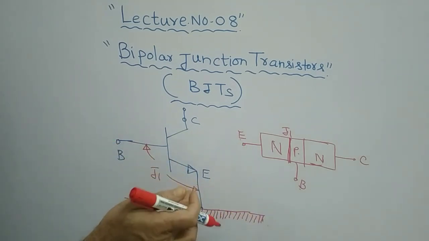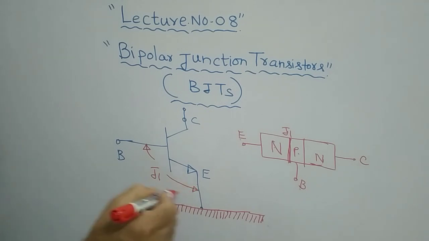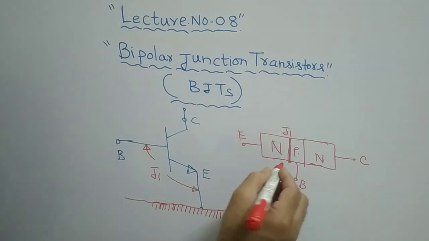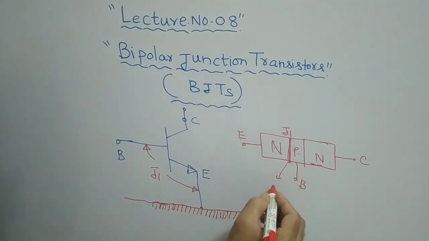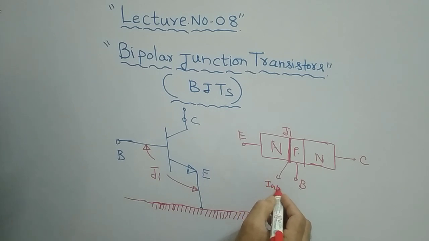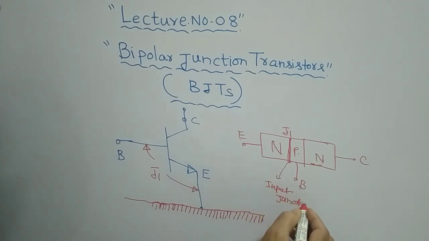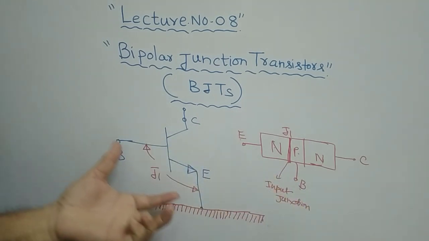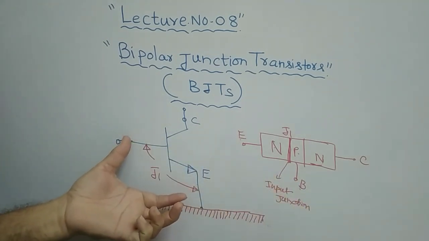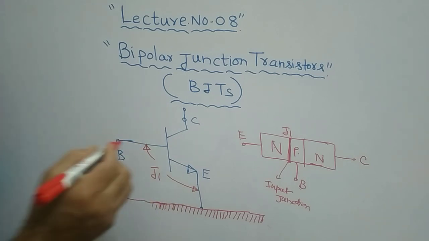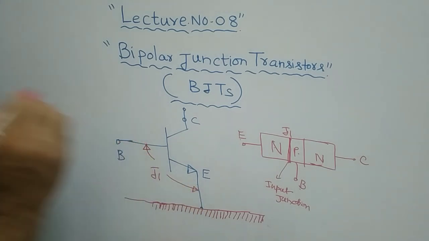Between base and emitter, between these two terminals, you have one junction, also called the input junction. That junction you can call the input junction. Therefore, the junction which is there internally between base and emitter is called the input junction.